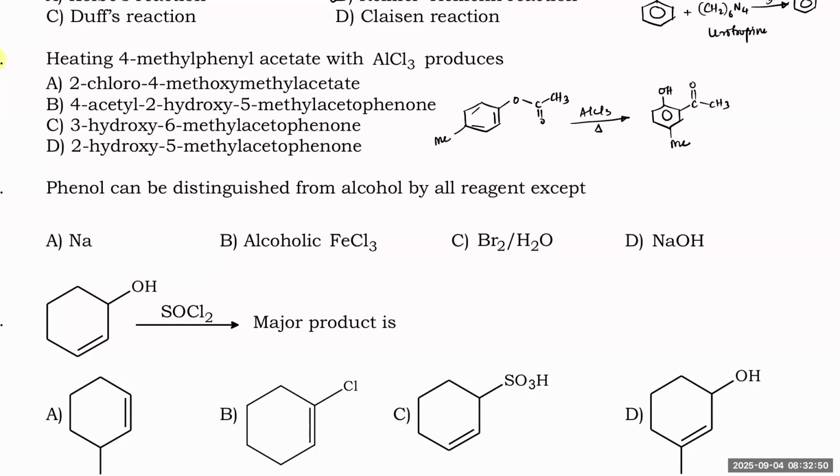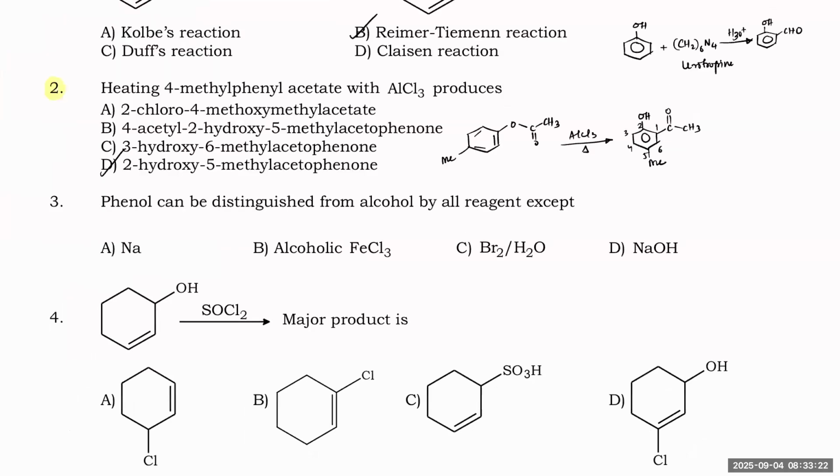On the phenone, you will see 1, 2, 3, 4, 5, 6 this way, or I can go this way, 1, 2, 3, 4, 5. So what do we have here? If I go this way, I will get 1, 2, 3, 4, 5, 6. So I have hydroxy on the second position, methyl on the fifth position, and then this is acetophenone. So which one is correct, beta? D. The name is clear.